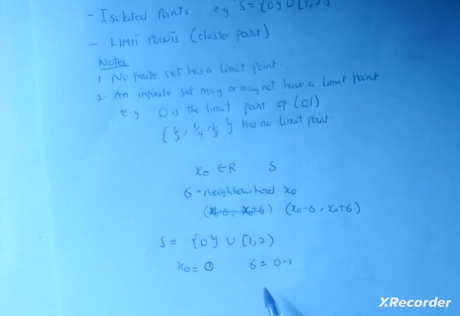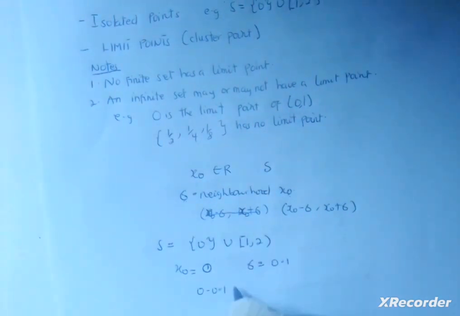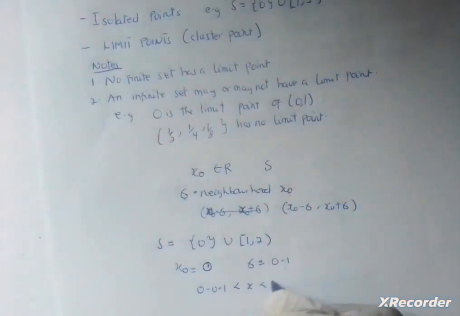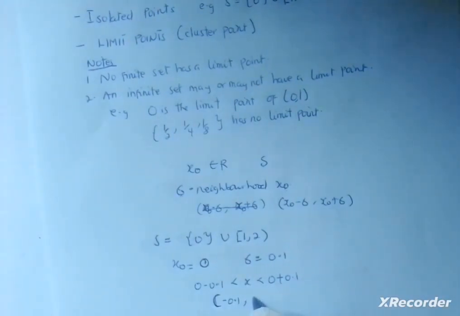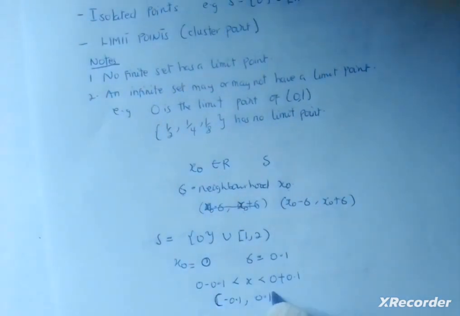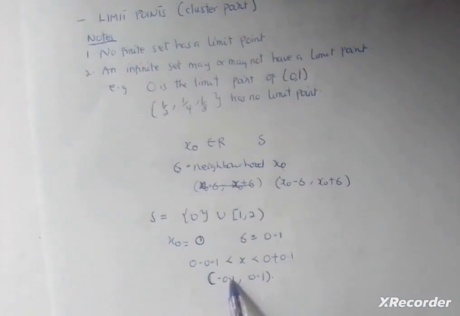So let's see. If I choose delta to be 0.1, then if I take the 0.1 neighborhood of 0, I'm going to get 0 minus 0.1 less than x less than 0 plus 0.1. So I'm going to have an open interval from negative 0.1 to 0.1. You can see that in this interval, the maximum I can reach is 0.1, and I'm starting from negative 0.1.